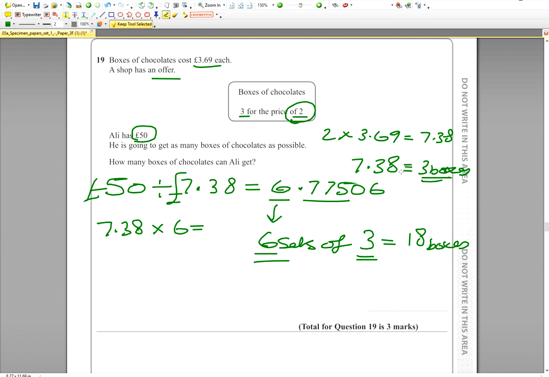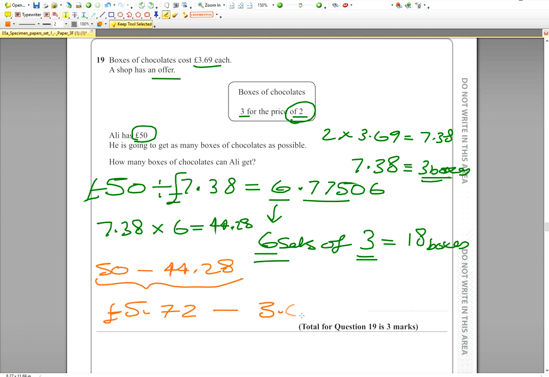44.28. Okay, that's very good. So now we've got £50 originally minus the £44.28 it costs us to buy all those 18 boxes. £5.72. So how much money do we have left over? £5.72. With £5.72, can we buy one individual box? One more, we can. So minus another £3.69.